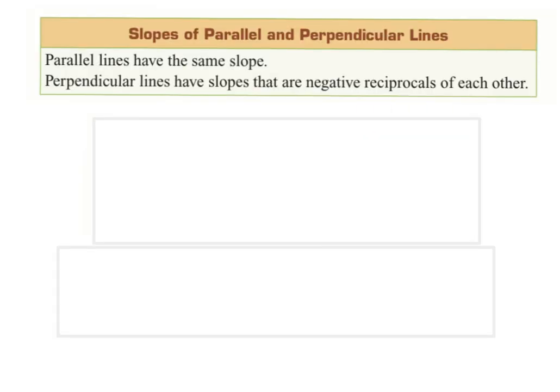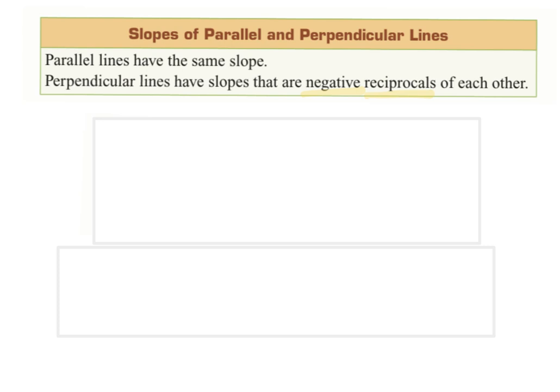So parallel lines have the same slope. That's what we've been doing. Perpendicular lines have slopes that are negative reciprocals of each other. Okay? Reciprocal just means to flip it upside down. Negative just means change its sign. It does not mean it will always be negative. It means it's the opposite of whatever the other line was.